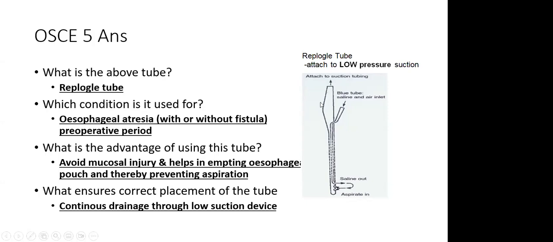If there is continuous drainage through the low suction device, then it indicates that the Replogle tube is in place. Sometimes we can have an adapted Replogle tube by putting an NG tube into an NG tube, connecting one of the NG tubes to the suction catheter, and leaving the other tube as an air vent. So we can have our indigenous Replogle tube made as such. If you have any queries in this, someone has put a PD catheter, so it is a Replogle tube as such.